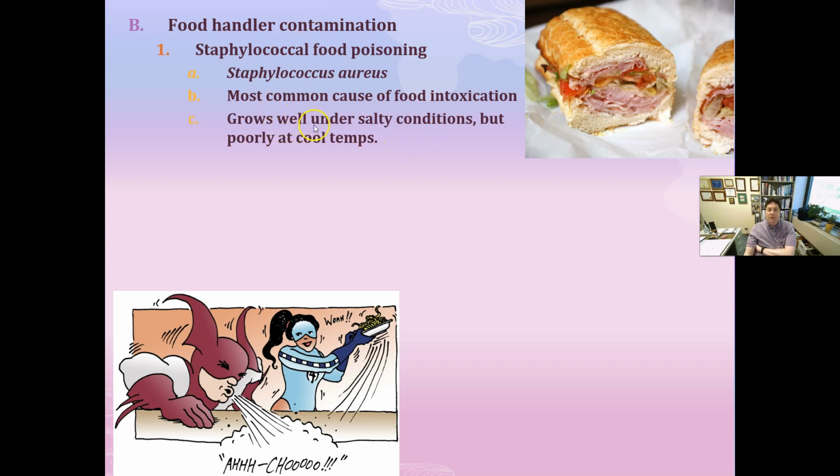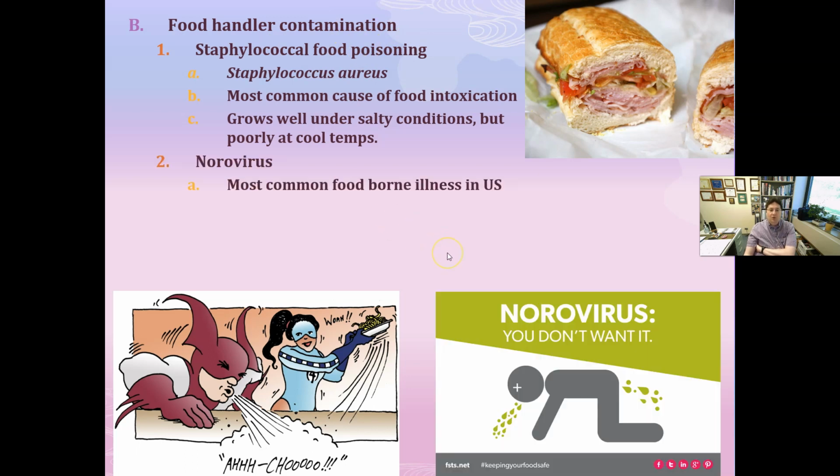Staph aureus grows well under salty conditions. So foods like the sub, they're going to have salt added to them, but they grow poorly at cool temperatures. So proper refrigeration and freezing becomes very, very important. Now, another food handler contamination culprit is norovirus. Norovirus is the most common foodborne illness overall. So both food intoxication and food infection.